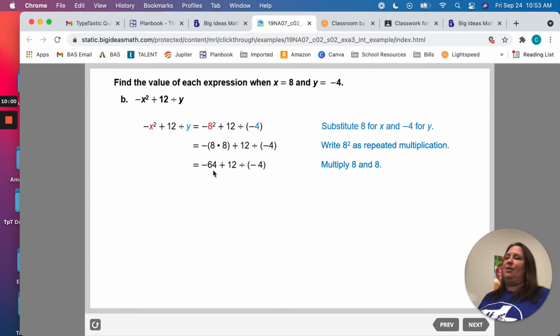Okay, now what's the next step according to PEMDAS? Multiplication. We have none. What's the next one? Division. Stop saying addition. That's not right.